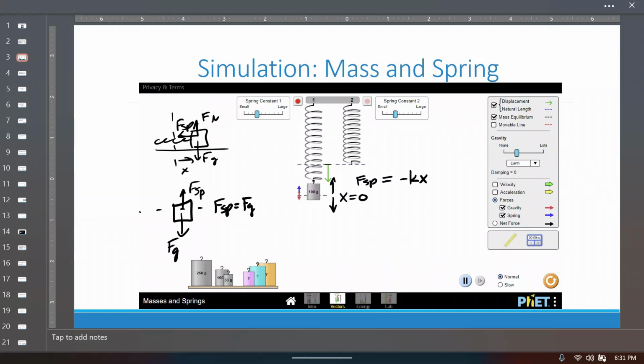And I believe I can see that if I were to turn off my forces here and turn on my net force. If you look, my net force is changing directions. And in this case, my spring force is equal to my net force, because at equilibrium, my spring force is equal to mg. So effectively, my gravitational force has already been taken care of in the initial stretch of the spring. And that's really all that gravitational force is doing.